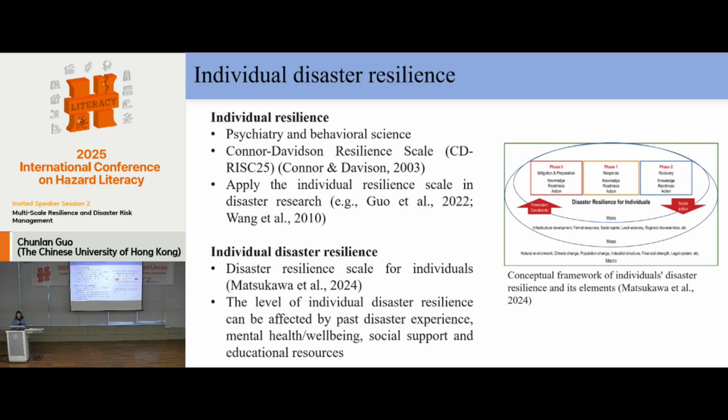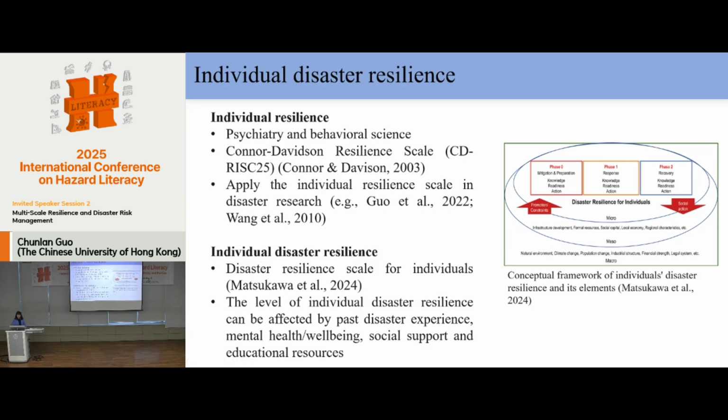Individual resilience is the ability of an individual person to recover from difficulties and setbacks, and there are many different types of difficulties. For example, for our students, a bad grade or bad marks may be one kind of difficulty. Which subjects are really interested in individual resilience? They are psychiatrists and behavioral science researchers. The Connor-Davidson Resilience Scale is one of the widely adopted scales to measure the level of individual resilience. And now this scale has also been adopted in disaster research.